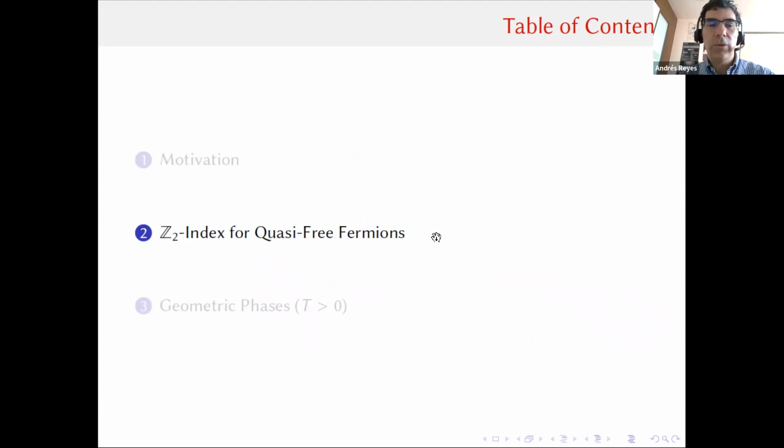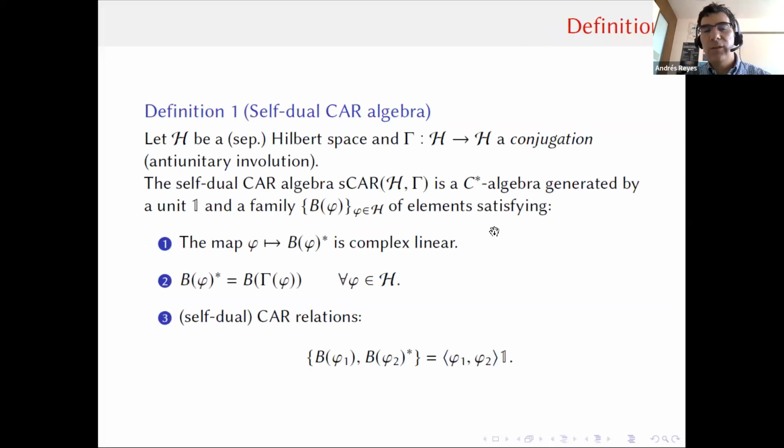So now let me come to the C2 index in the context of quasi-free fermions. I will start, this will be a bit formal part, and in the third part I will try to illustrate this with explicit examples and then discuss the geometric phase aspects.